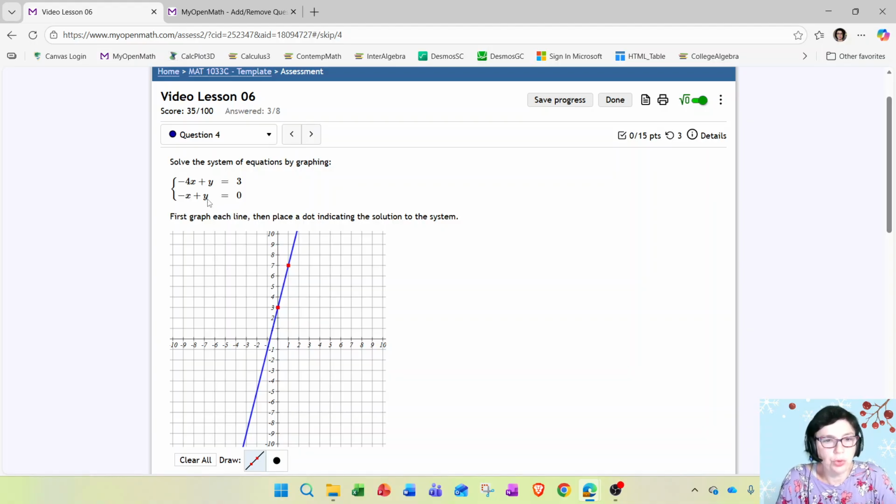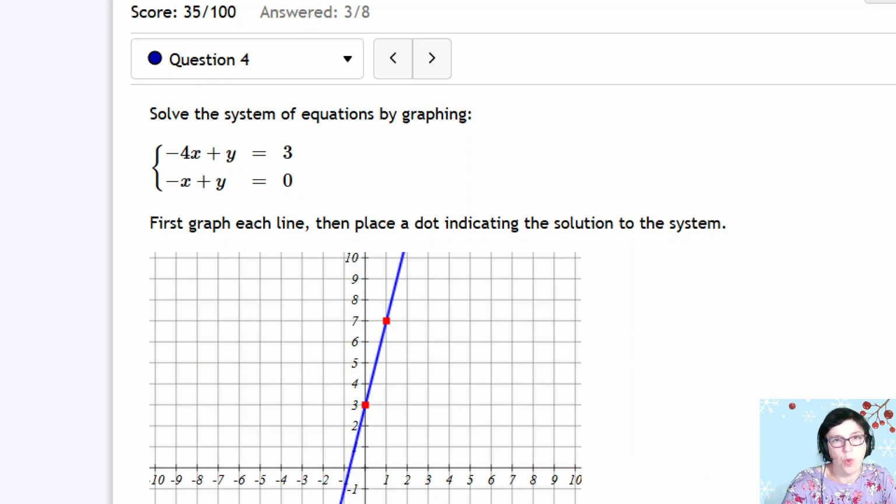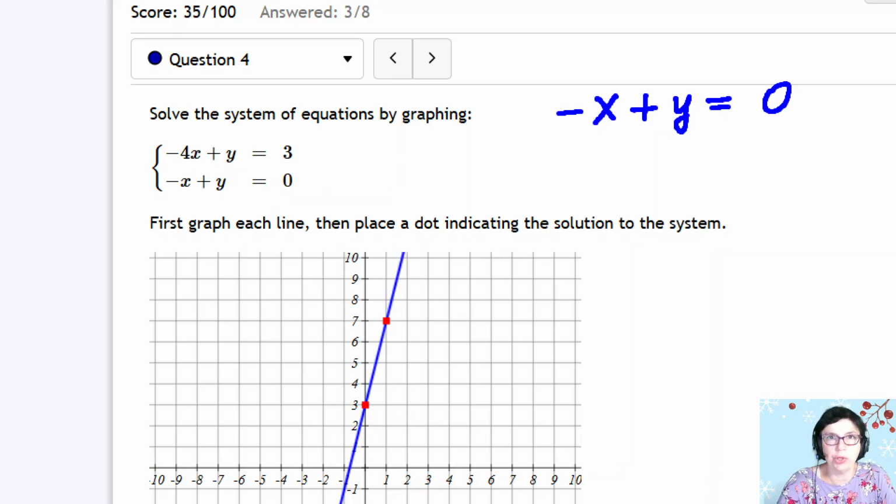But in order to draw a line, you need 2 points, not just one. So far, we only got (0, 0). That's not enough. We will also have to solve for y from the second equation. Let me rewrite the second equation: negative x plus y equals 0. We want to solve this for y. We will add x to both sides, and we get y equals x.